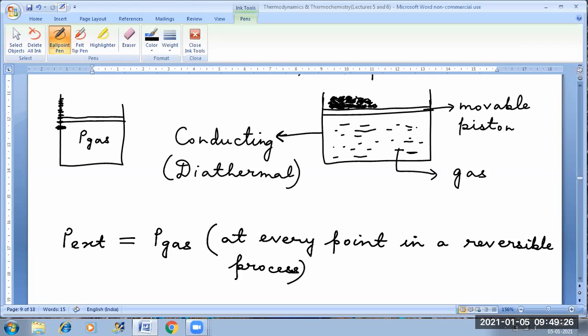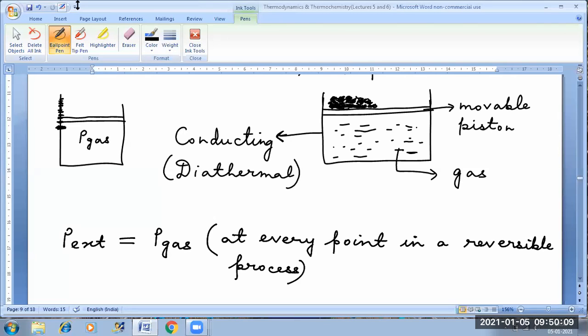Why so? Because the piston is moving up by a slight distance and immediately coming to rest. When a piston has come to rest, what does that mean? It means it has come to rest because the external pressure is exactly balanced by the pressure of the gas present inside. Then only a piston will stop; it won't move further. So when the piston has stopped moving, equilibrium has been achieved because the external pressure is now exactly equal to the pressure of the gas. Similarly, when the piston moves up by a slight amount again, it will stop again.